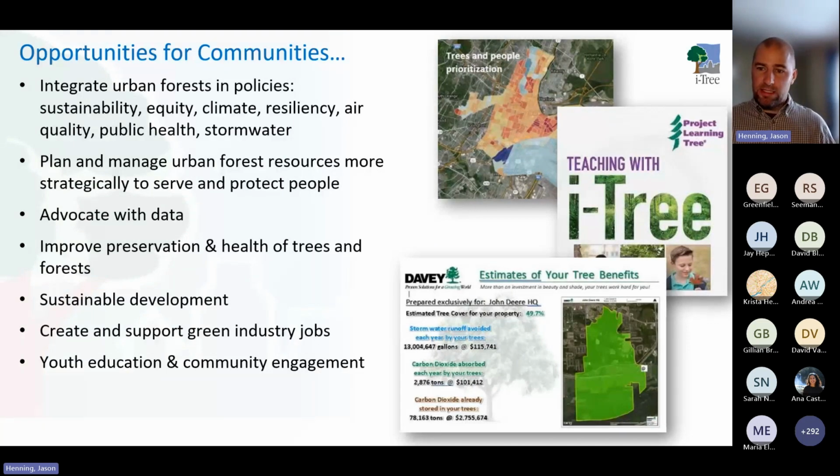Maintaining big trees on the landscape is always going to provide more benefits than taking out those big trees and replacing them with small trees, because they're going to take a long time to catch up to what those bigger trees are doing. So if you can maintain the health and large trees on your landscapes already, you're going to do much better. That feeds into things like sustainable development.